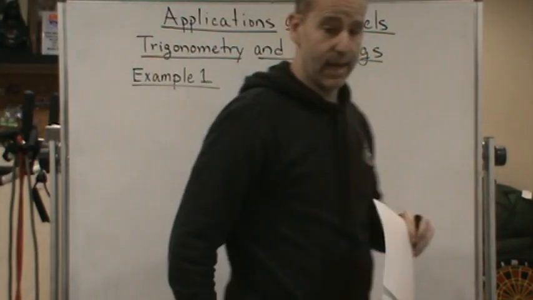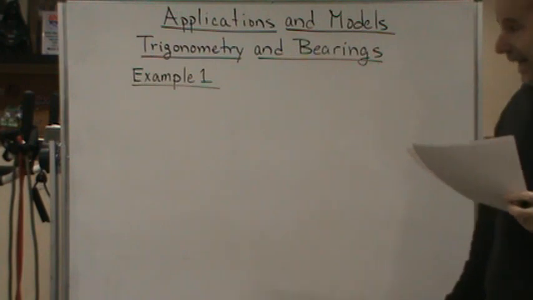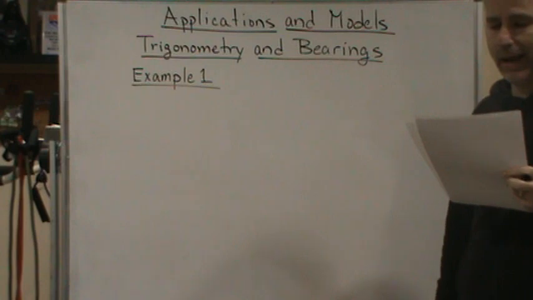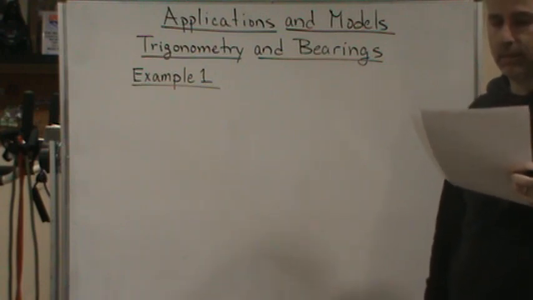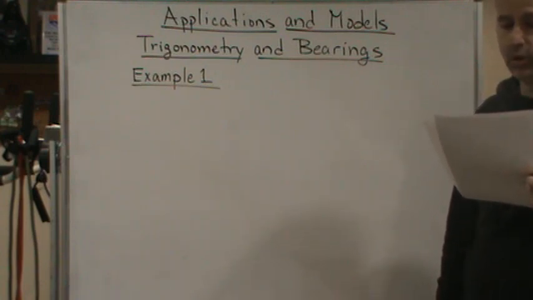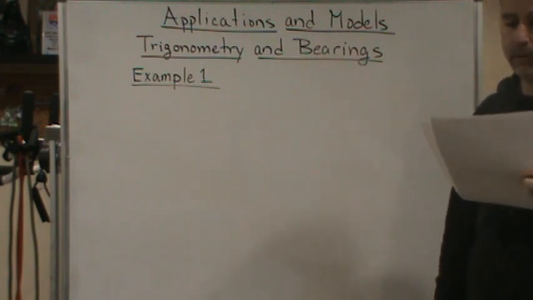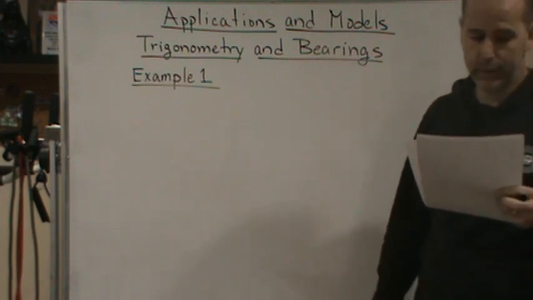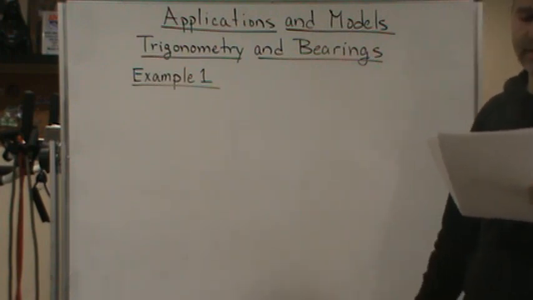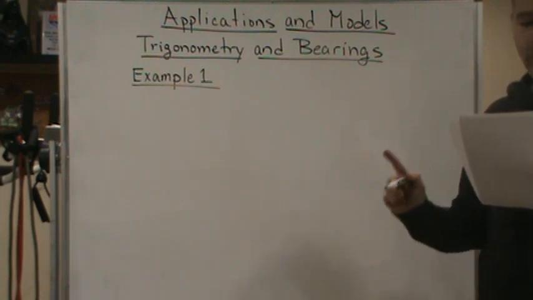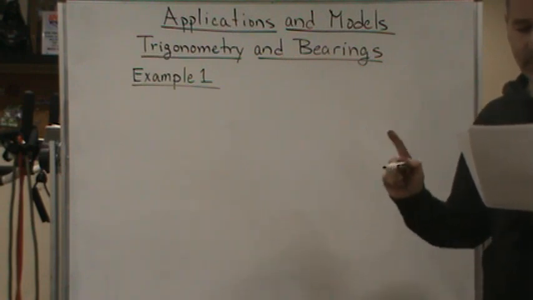All right, so here's our example. It says, a ship leaves port at noon and heads due west at 20 knots, or 20 nautical miles per hour. Okay, so 20 knots is nautical miles per hour, right? So 20 nautical miles per hour. So then it says, at 2 p.m., the ship changes course to N 54 degrees W.